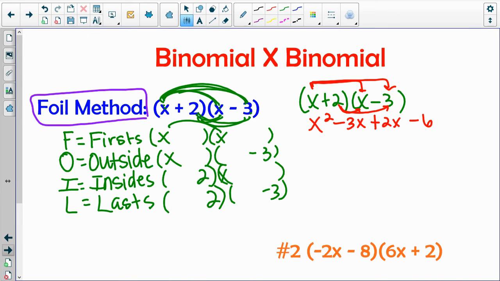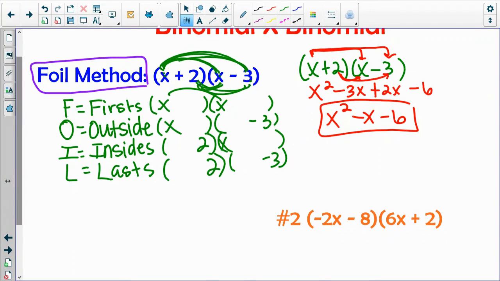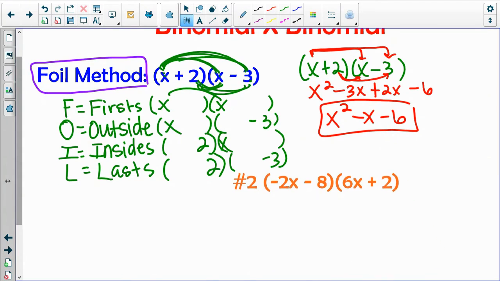And you'll still have those like terms that you'll need to get together most of the time in the middle. What's negative 3x and 2x? Negative x. You want to put those together for your final answer. So first, outside, inside, last. First, outside, inside, last. That just makes you multiply twice, distribute twice. Let's try that method one more time.